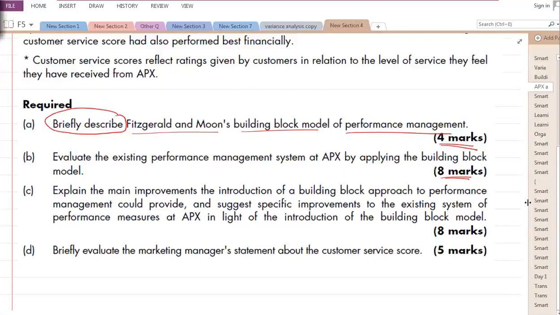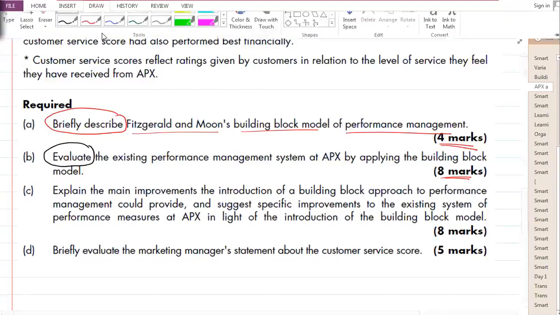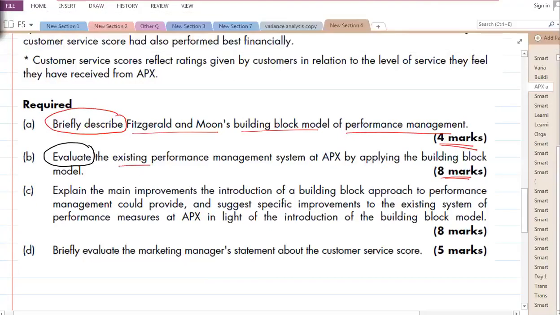Let's see the second one. It says, evaluate existing performance management system. Okay, what is evaluate, guys? What does that mean? This word evaluate. Anyone?